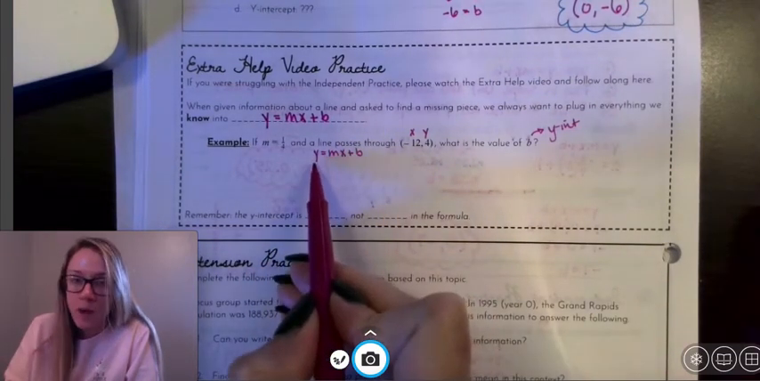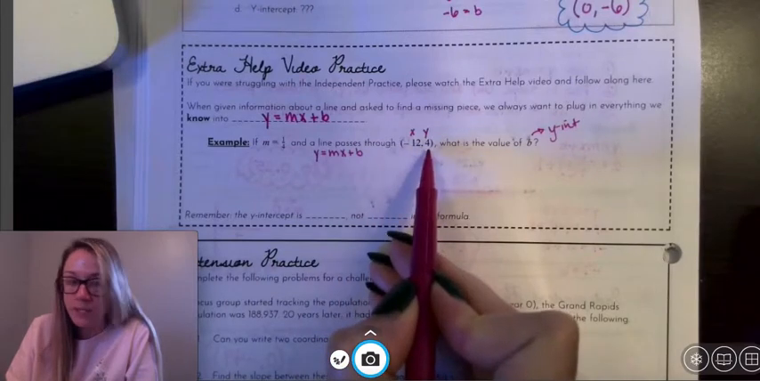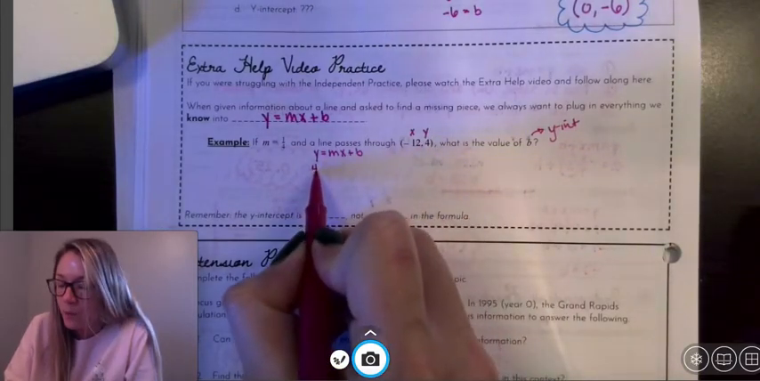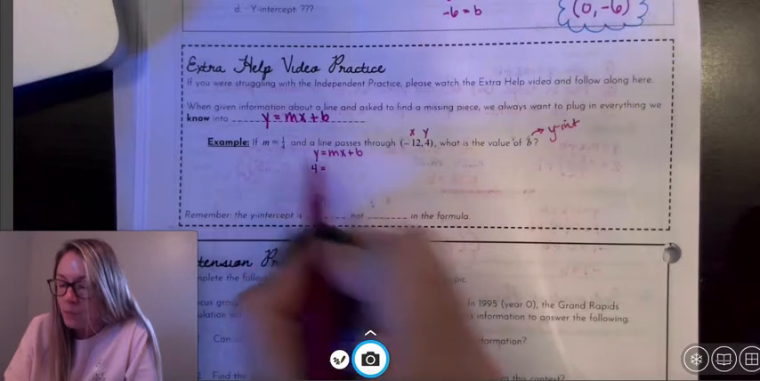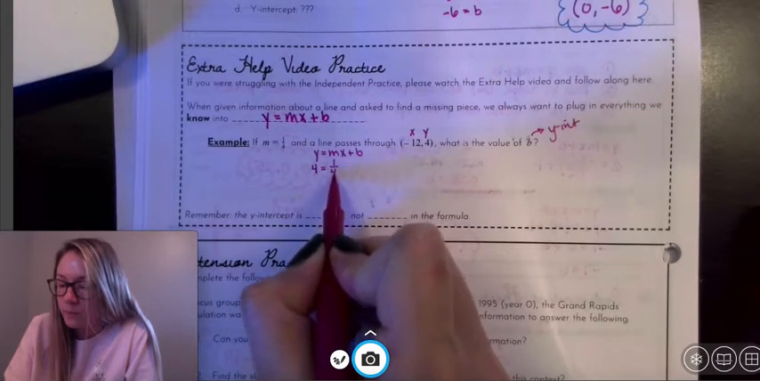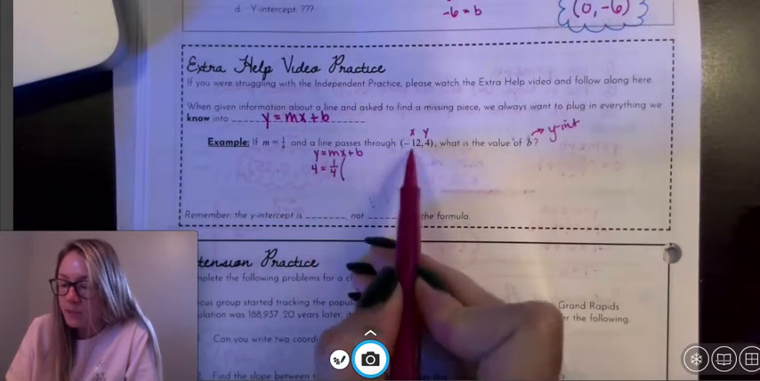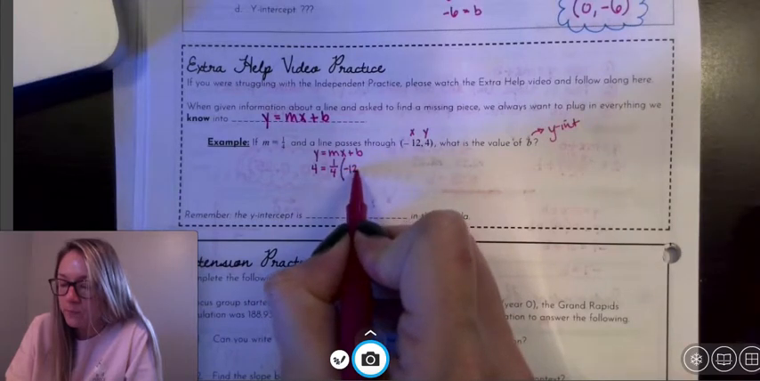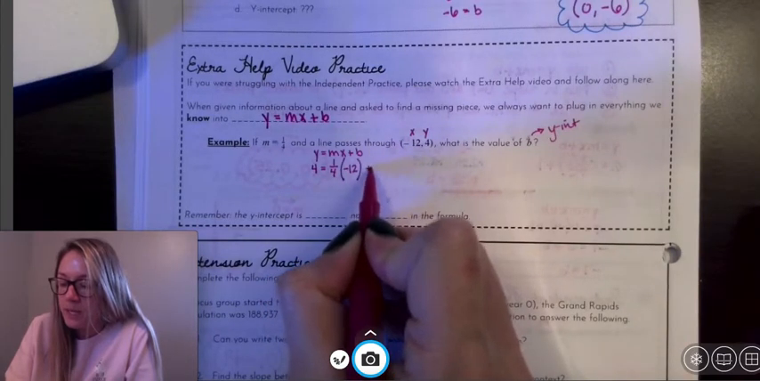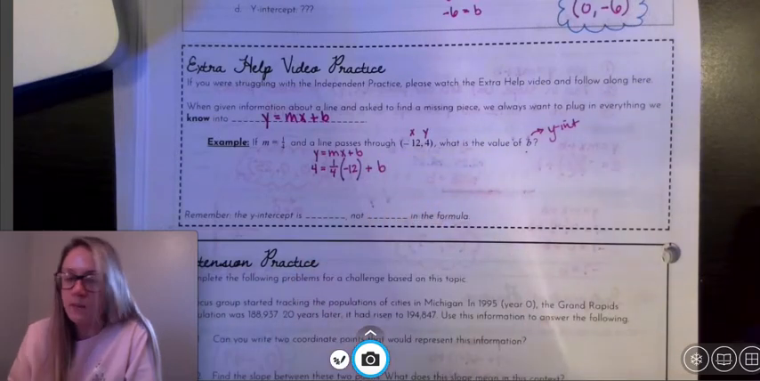So I'm going to start with y, and we know that y is 4. So I have 4 equals m, which was our fraction 1/4, times x, which is -12, and then plus b, and we don't know what b is, so we leave it as the variable.